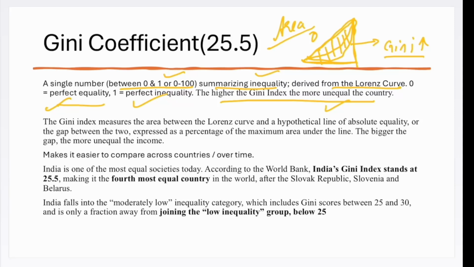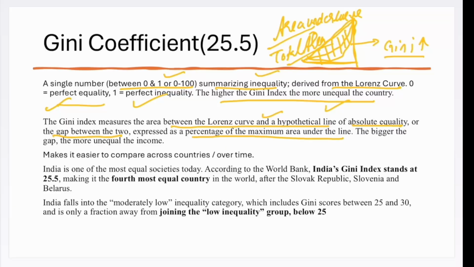So basically we are coming at the Gini coefficient, which is the area under the curve upon the total area that should be there under the total curve. So when I come to this total area, this is a very important aspect. The Gini index measures the area between the Lorenz curve and the hypothetical line of absolute equality, or the gap between the two, expressed as a percentage of the maximum area under the line.